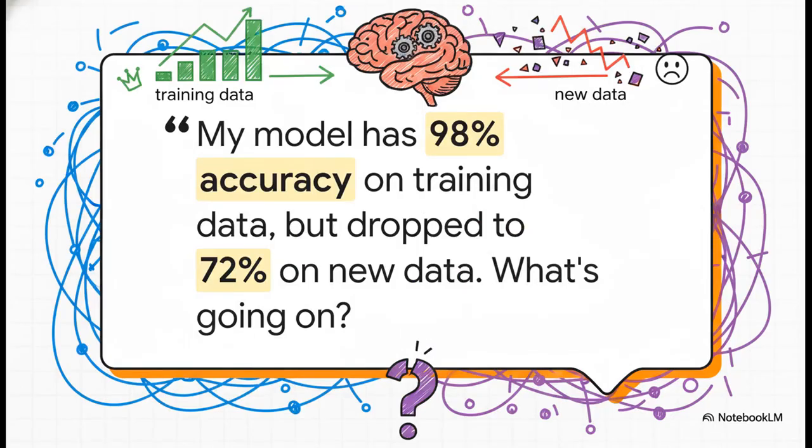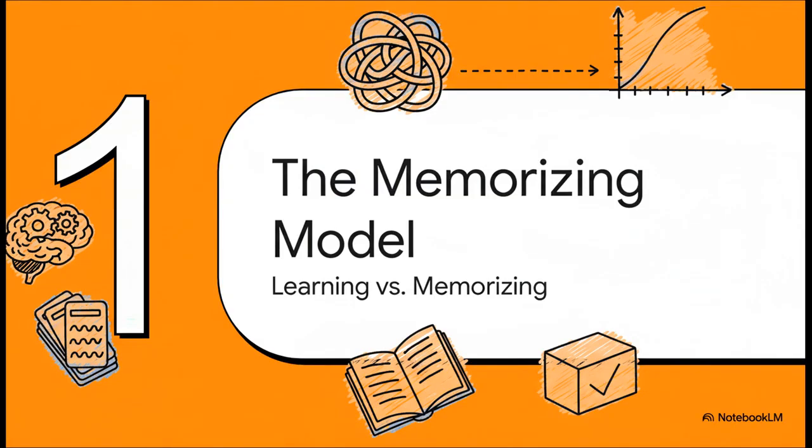Have you ever been Alex? I think we all have. You've built your model, the training accuracy is through the roof, you're thinking, I've nailed it. And then the second it sees new data, it just falls apart. This isn't just a random fluke. It's a classic symptom of a very specific problem. And this problem, it has a name.